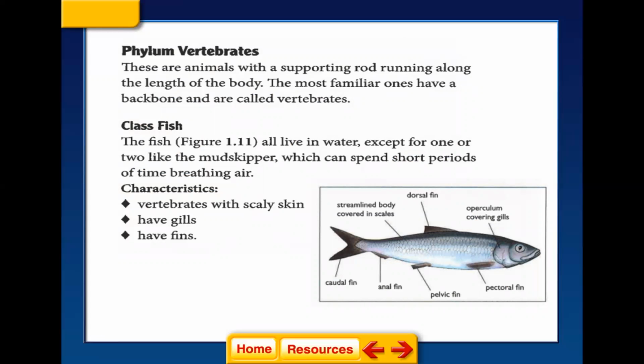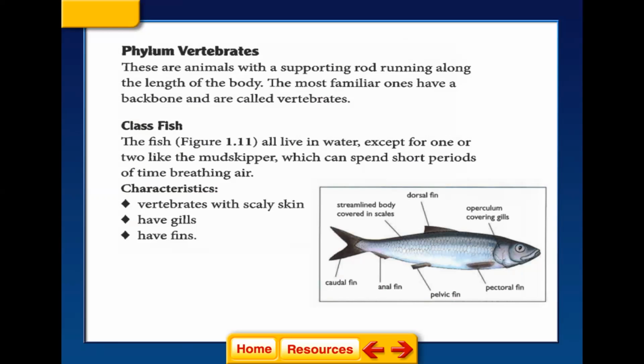Vertebrates are vertebrates because of the backbone they have. These animals have a supporting rod running along the length of the body. The most familiar ones have a backbone and are called vertebrates, with 5 classes.